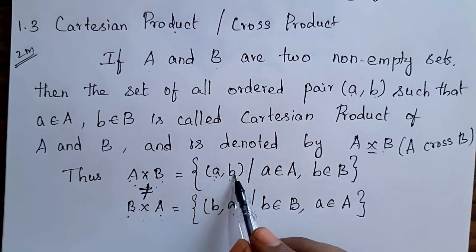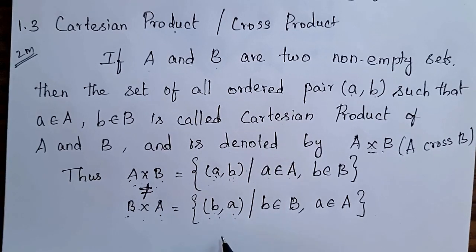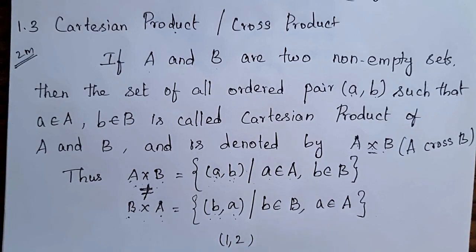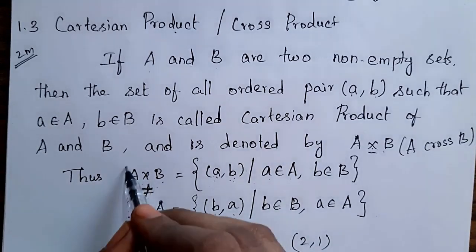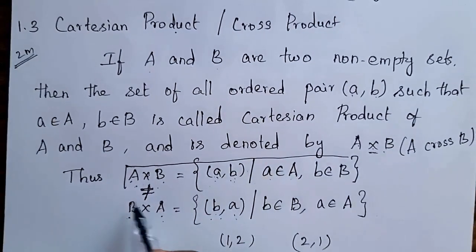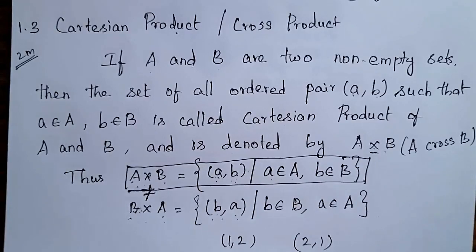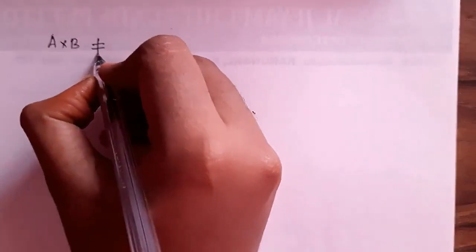So whenever you write this, both are not equal. Look here, a comma b; here, b comma a. For example, it should be like 1 comma 2, that is A cross B. Sometimes here 2 comma 1, that is B cross A. Okay, don't get confused. These are not equal, both are different. So your Cartesian product definition is this, up to this.